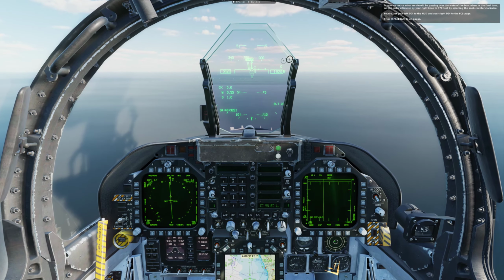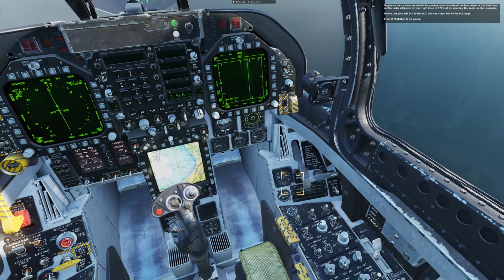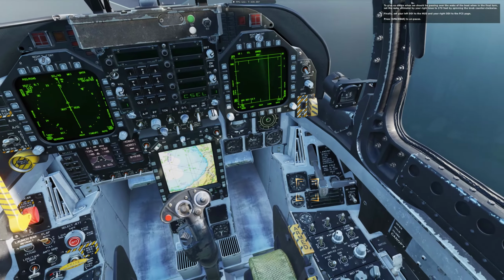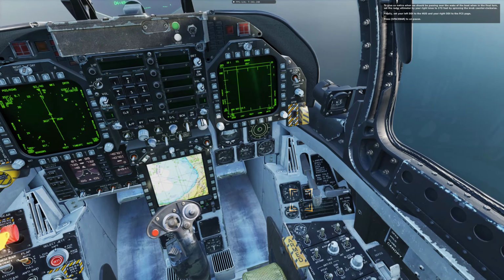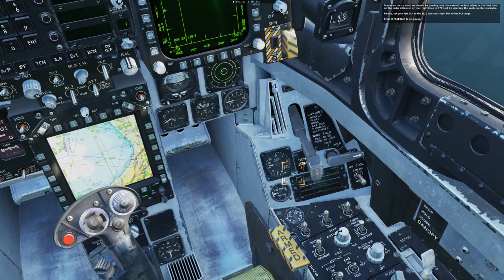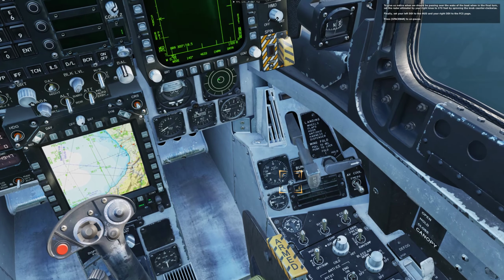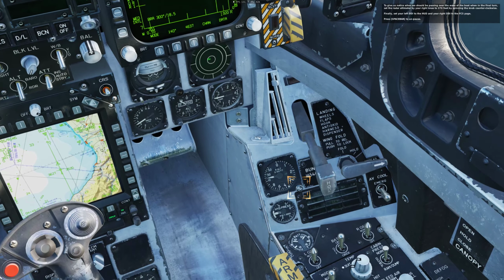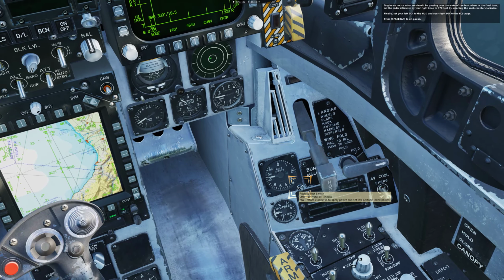To give us final notice when we should be passing over the wake of the boat when in the final turn, set the radar altimeter by your right knee to 370 feet by spinning the knob counterclockwise. Finally, set your left DDI to the HUD and your right DDI to the FCS page. Press spacebar to unpause.